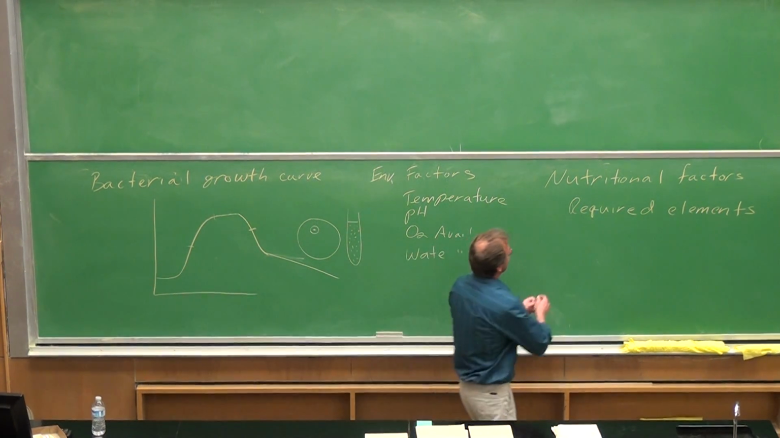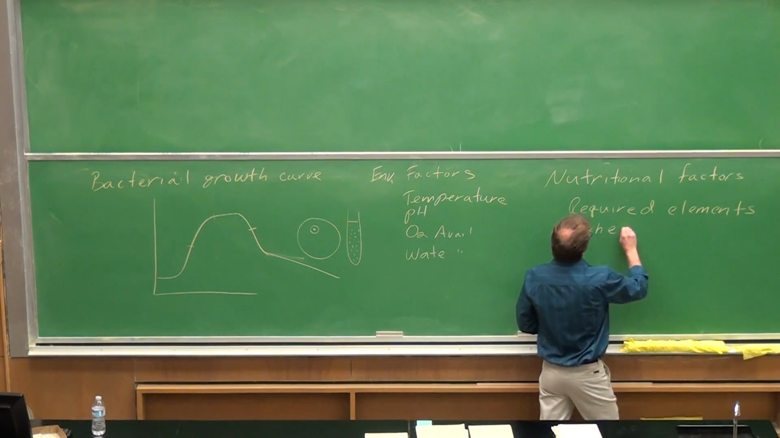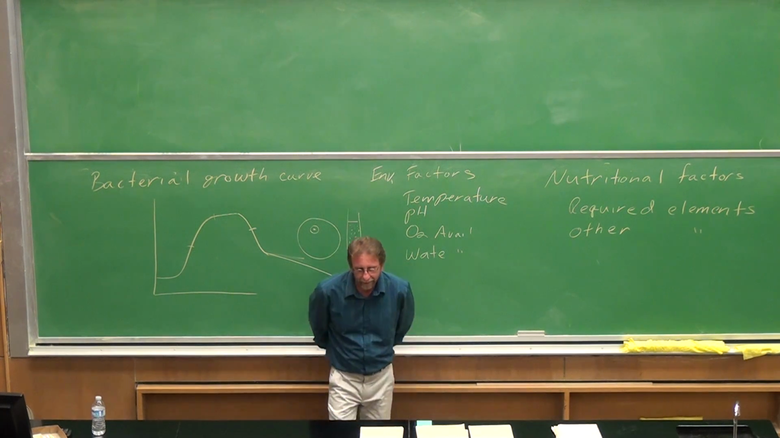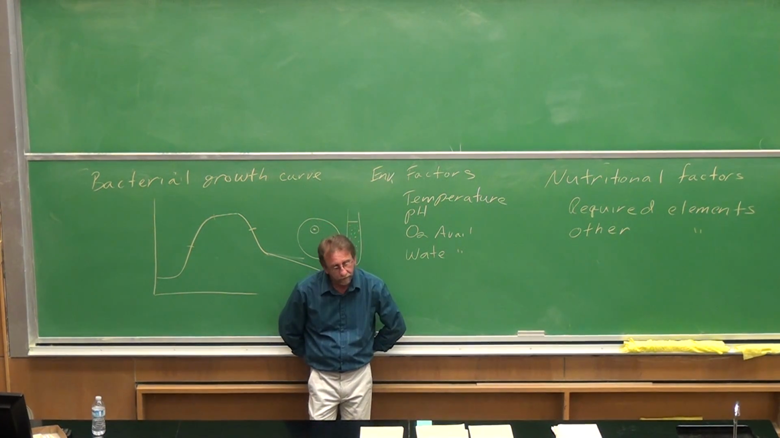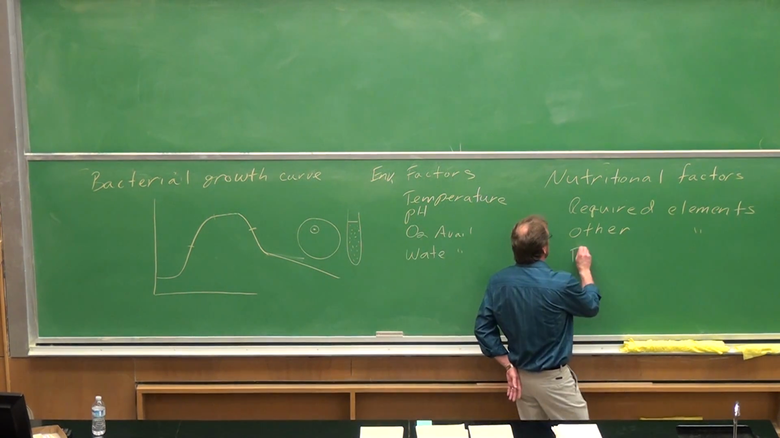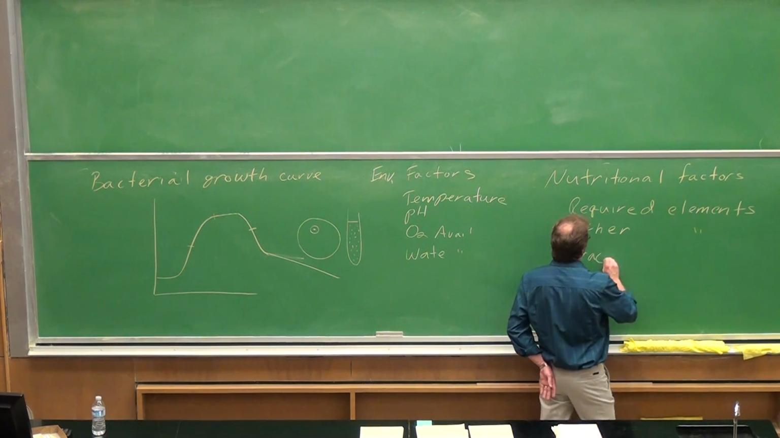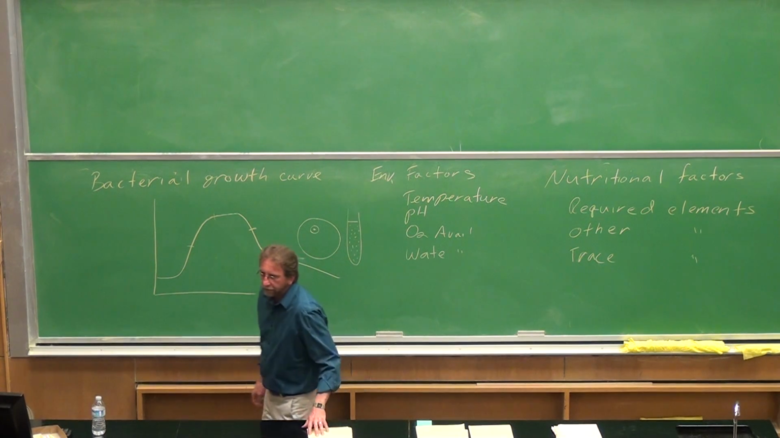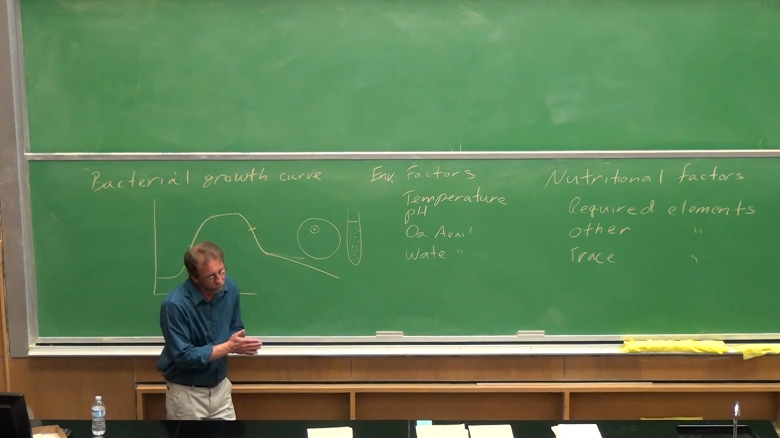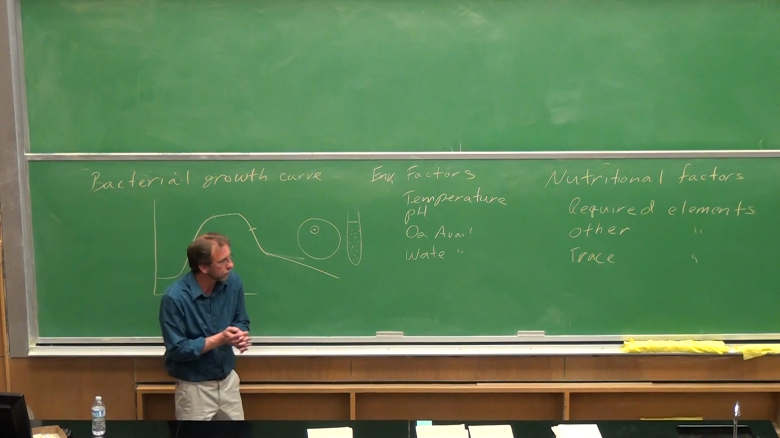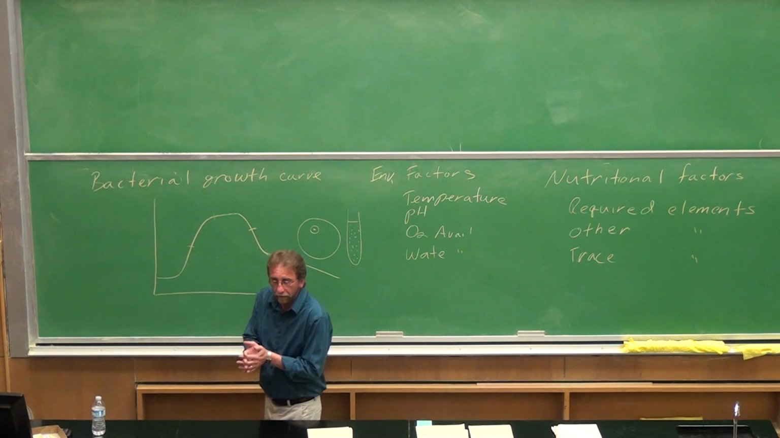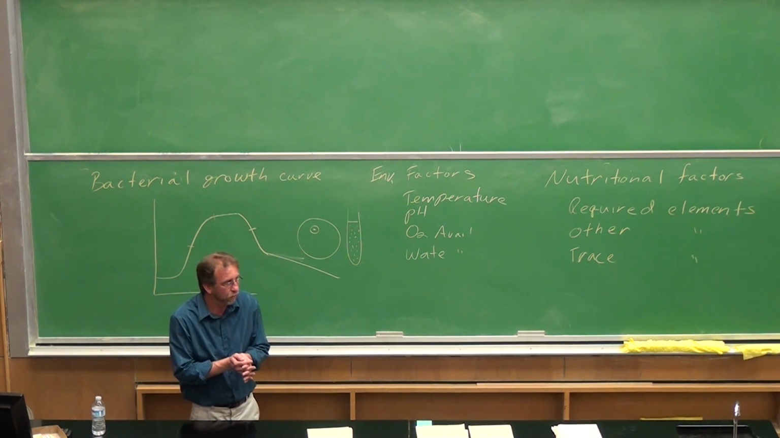Now, there are other elements that might be needed as well. So inorganic salts might be something that the microbe needs. And then trace elements. Things that the microbe needs in very small amounts. So copper and zinc and cobalt, manganese. These are things that the microbe might need in small amounts in order to grow.